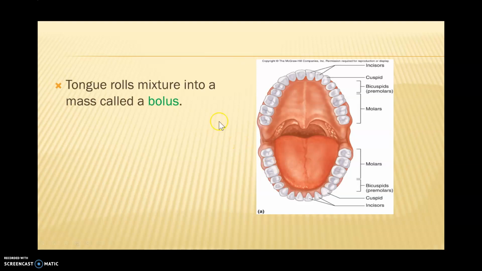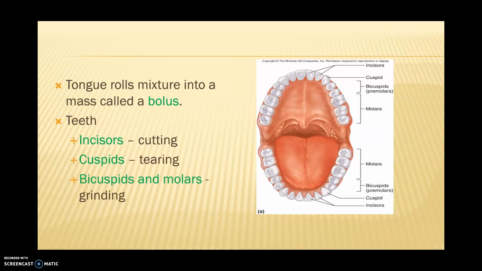We know that our tongue is also going to contribute by rolling all of that chewed and broken down material into a bolus so it can be swallowed. And then our teeth have a really big effect as well in that mechanical breakdown. Our incisors are going to be used for cutting, our cuspids are used for tearing, and our premolars and molars are going to be used for grinding.